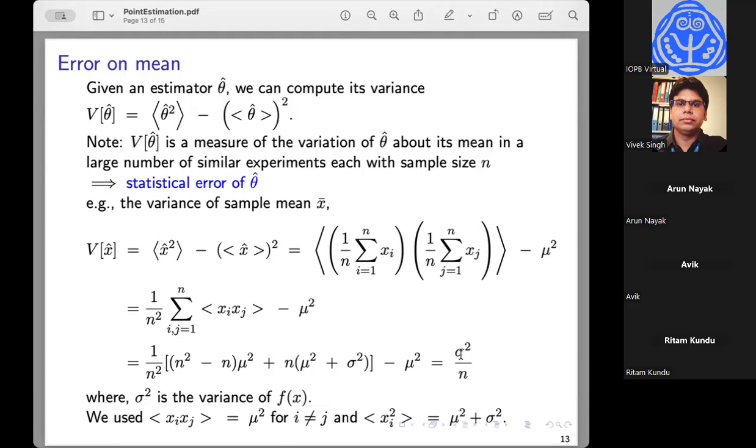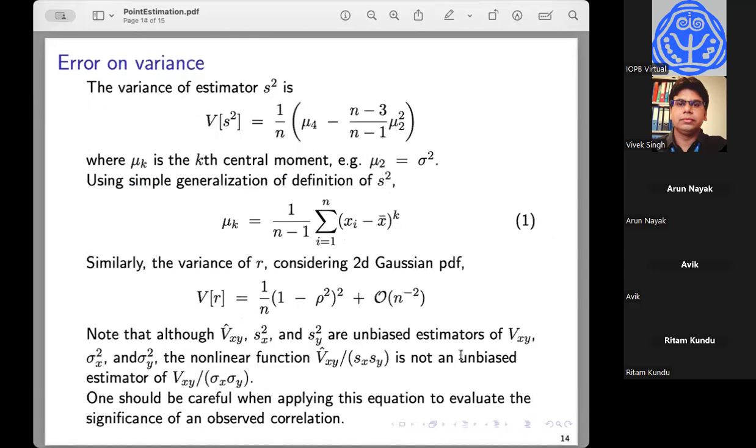Yeah, maybe pictorially it would have been better. One can show that as you increase the sample size, the distribution gets smaller and smaller, and then the mean value also coincides, the estimate value also coincides with the true value. Okay.